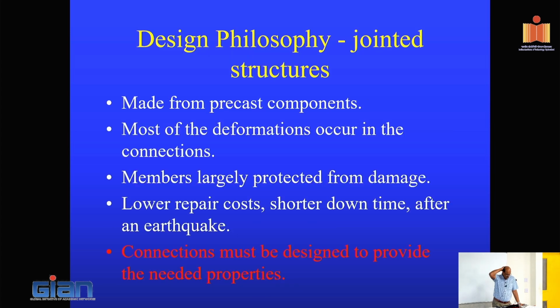So you could see they are obviously made from precast elements. Most of the deformation occurs in the connection, very different from cast-in-place, where deformation occurs within the member. We are now in the jointed concept, where we are forcing the deformation into the connection. The member is largely protected from any damage, with lower repair cost and shorter downtime after an earthquake. The connection must be provided with the needed properties. So basically, you can force everything to the connection, but then the connection should be designed to do its own job.